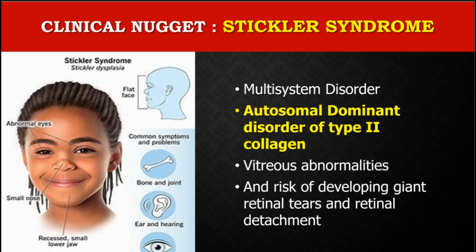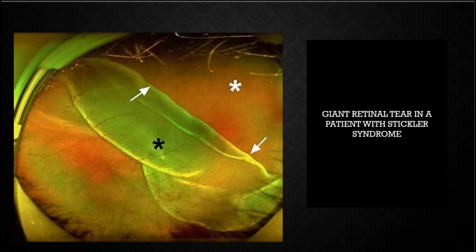Now, Stickler syndrome is basically a multi-system disorder with autosomal dominant inheritance, and the problem is with respect to type 2 collagen. I told you that type 2 collagen forms a major bulk of the vitreous, and definitely if you have a disorder where the type 2 collagen itself is defective, your vitreous will not be in its normal formed state, right? Therefore, individuals who have Stickler syndrome are at a greater risk of developing giant retinal tears and retinal detachment.